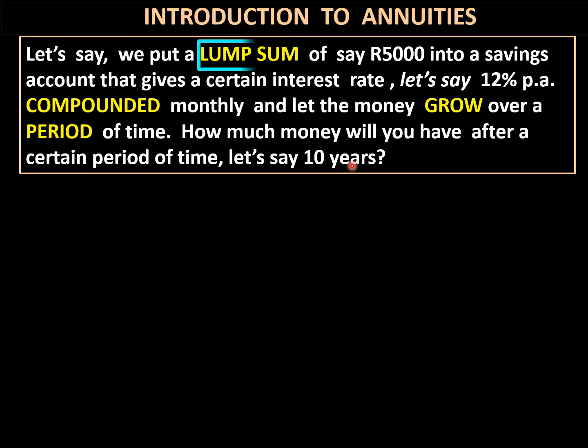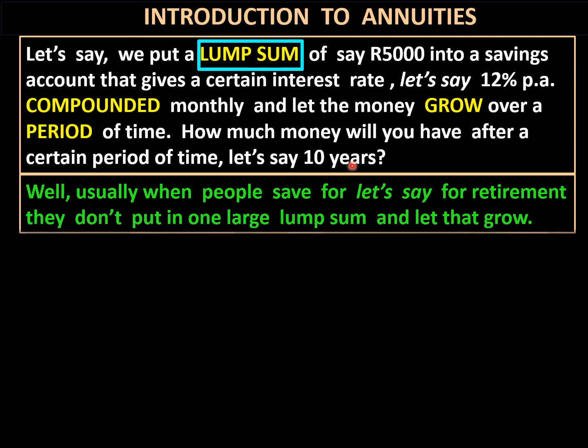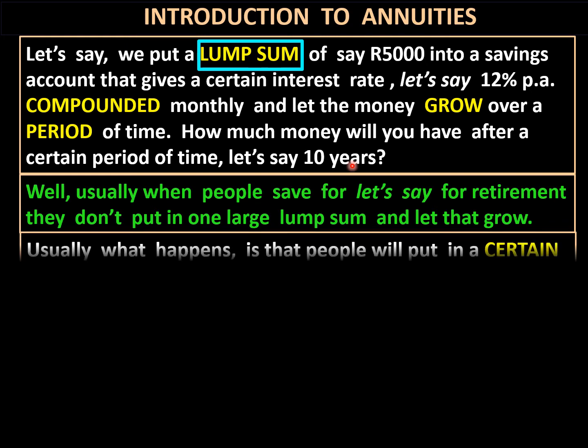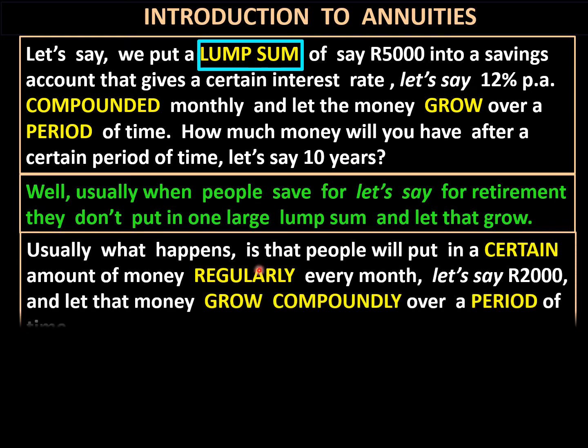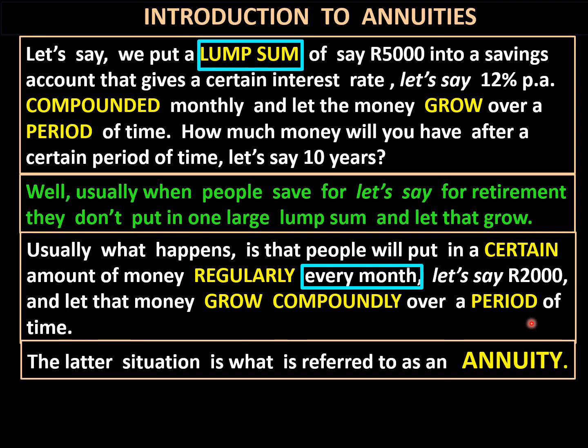But usually when people have to save for retirement, they don't put in a lump sum and let that lump sum grow, right? You don't have such a large lump sum. What usually happens is that you put in regular amounts, let's say 2,000 Rand every month, and those regular payments, those many payments of 2,000, grow compoundly over a period of time, right? So it is regular payments. How regularly? Every month. And what's the amount? 2,000. And you let that grow there.